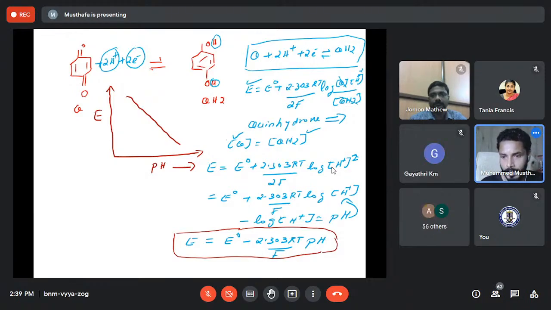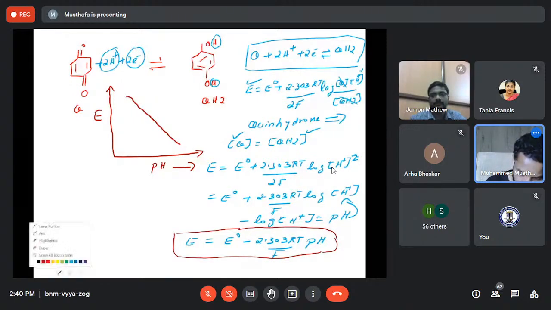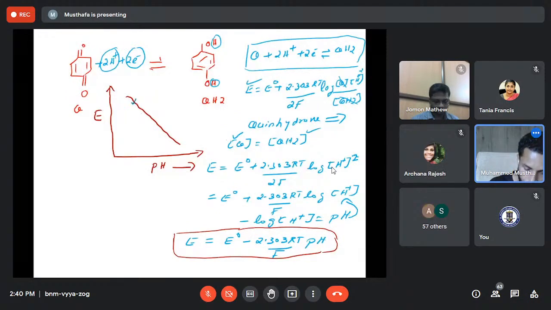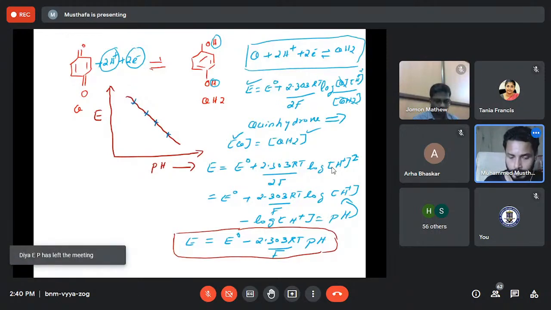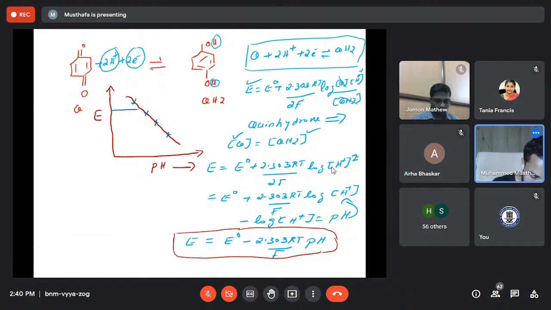So what you do is that you take known pH solutions, and simply measure the electrode potential and construct the calibration plot. You take known pH solutions, simply measure the electrode potential, construct this graph, and take your unknown pH solution, simply measure the electrode potential. And suppose if it falls here, just extrapolate it. You will get the pH of the unknown solution.